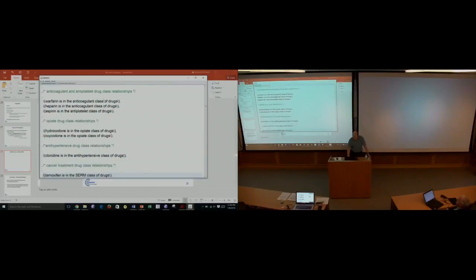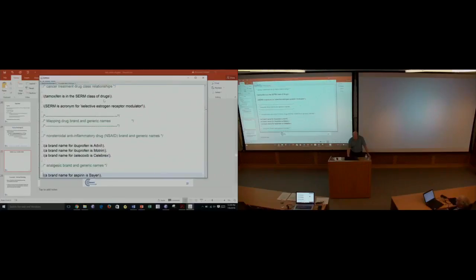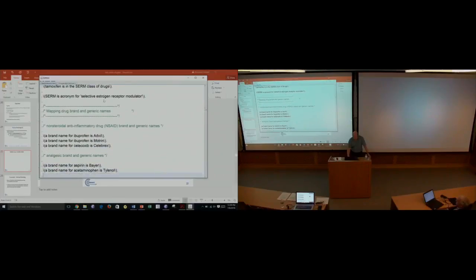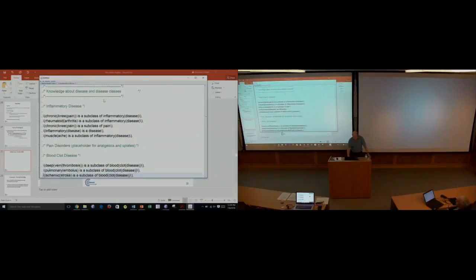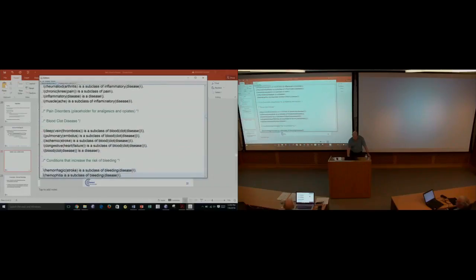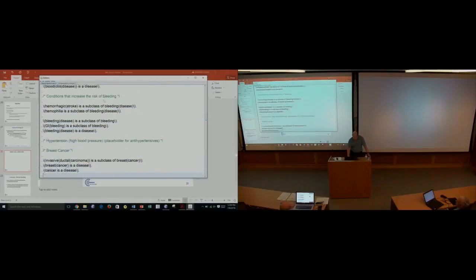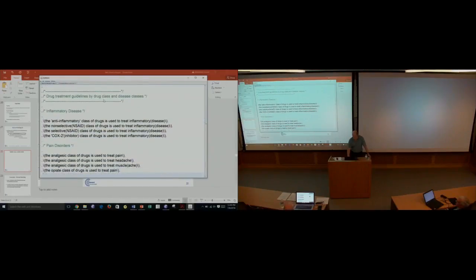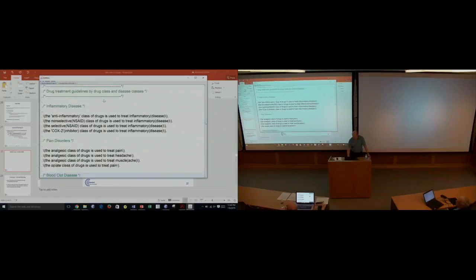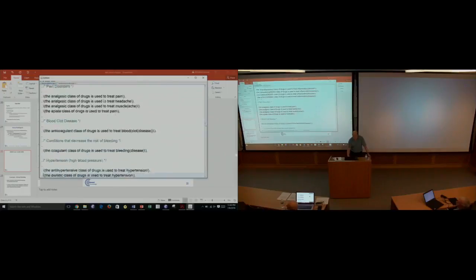And there's knowledge about mappings of names, like, brand name for this generic drug, is that brand name? Knowledge about disease and disease classes. So this is all kind of ontological info that we were just seeing, but it's written in a pretty self-documenting way that people can read and understand, or also author if they're business users, or they could do something very close to it. And then there are treatment guidelines, like certain classes of drugs are used to treat certain conditions.